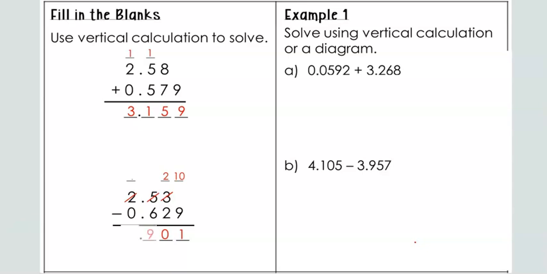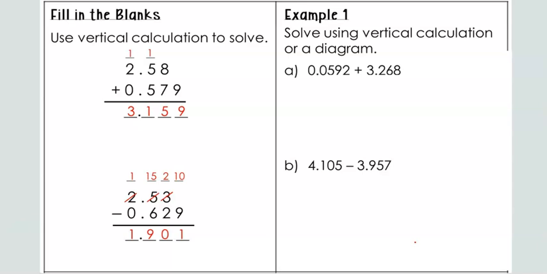So now we have, from borrowing from the 2 beside it, made that the 15. 15 minus 6 was 9. And then we had 2 minus, we had to borrow from the 2, so that had become the 1. 1 minus the 0 is the 1. So we ended up with 1 and 901 thousandths.